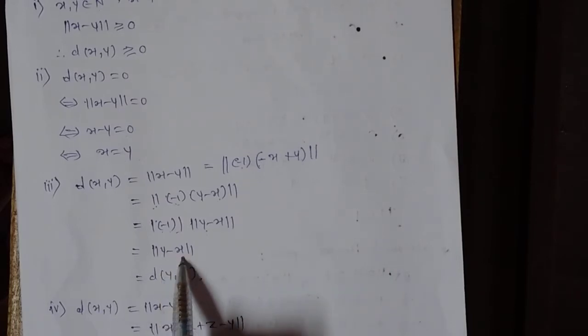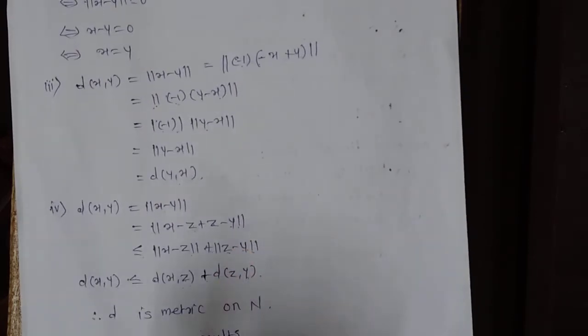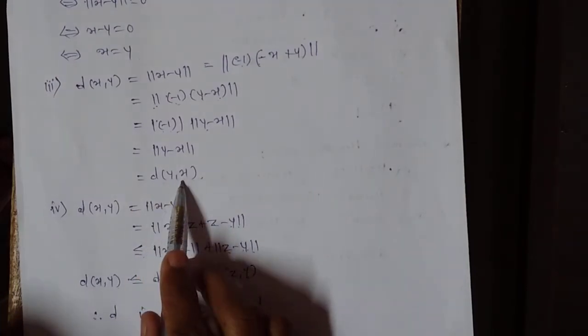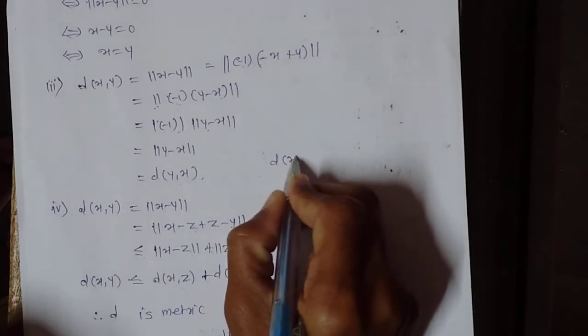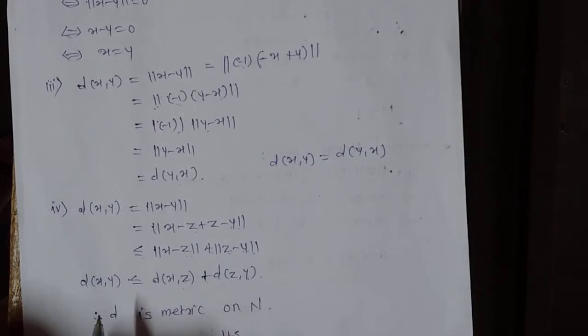And the norm of y minus x is the distance between y and x, as per the definition of D. We have defined D as the distance between x and y, that means the norm of x minus y. So this is D of y, x. From this and this, the distance between x and y is equal to the distance between y and x. That is the commutative property.